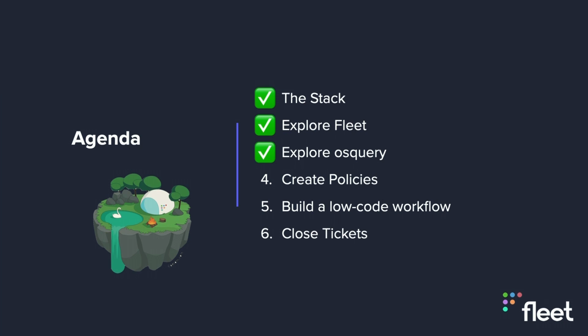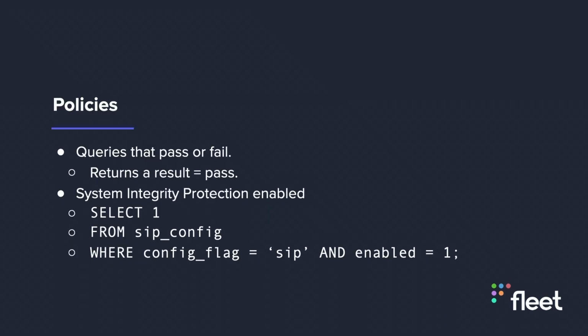Now we're really at the heart of what we're trying to accomplish today, which is creating policies. So policies are queries that run on a pass-fail basis. And this feels counterintuitive, but basically, if it returns a result, it passes. So one of the ways we can do that is a little trick where we say SELECT 1.